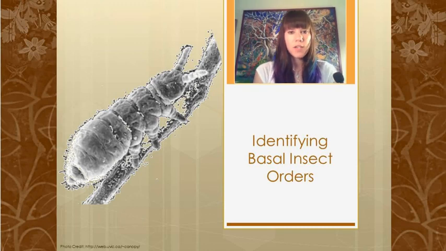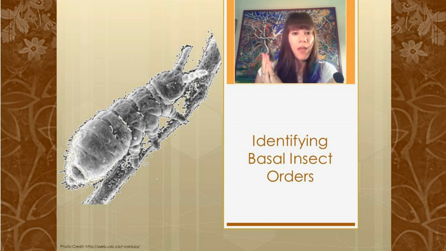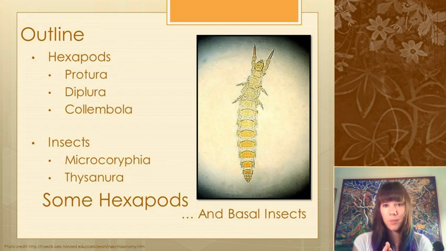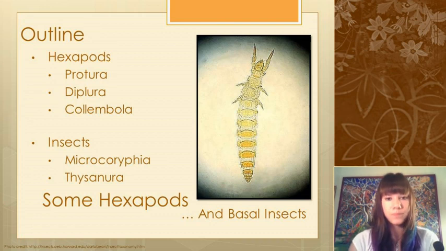Hey guys, we're going to start working our way through the insect orders today, and this is going to be part one of a three-part grouping. Part one is just going to cover hexapods and some of the basal insects. So the outline is as follows. We're going to talk about some hexapods, your proturans, diplurans, Collembola, and then we're going to talk about two insect groups that are at the very end of the tree, which are your Microcoryphia and Thysanura.